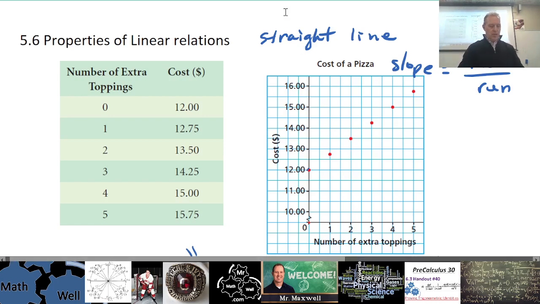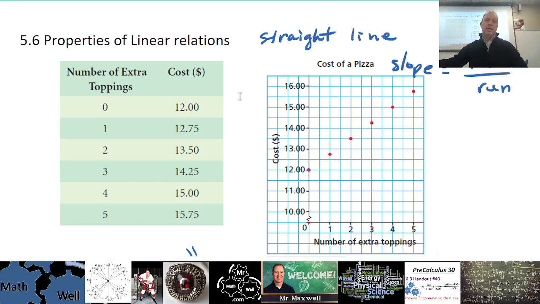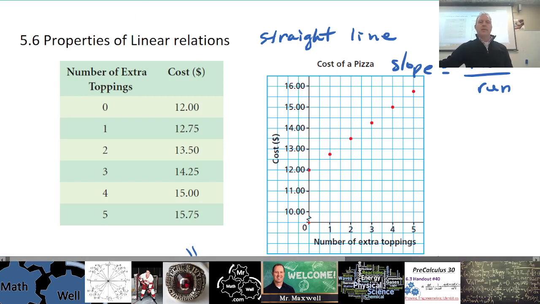Now this is a chart that's on page 300, and you can jot this down or you can just follow along. I want to explain a few key characteristics of linear relations and what the graphs look like, what the table of values looks like, and so on. First of all, the root of this word linear is line, and so it forms a straight line. A relationship that is linear means that the graph is a straight line.